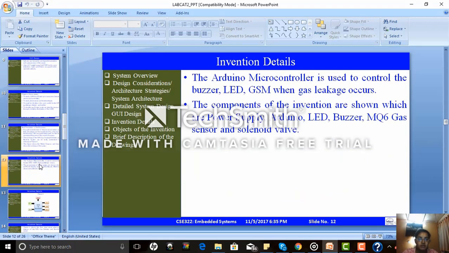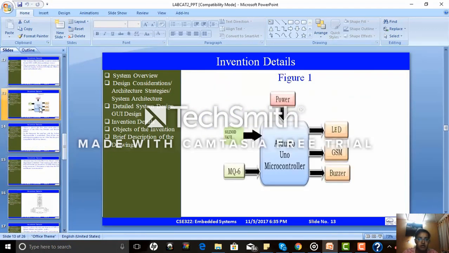The Arduino microcontroller is used to control the buzzer, LED, and GSM when gas leakage occurs. The components of the invention are shown, which are power supply, Arduino, LED, buzzer, MP6 gas sensor and solenoid valve. So this is the block diagram, figure 1, in which we see the power supply, the solenoid valve and MP6 are connected to the Arduino. The Arduino UNO microcontroller is also connected to the LED, GSM and the buzzer.